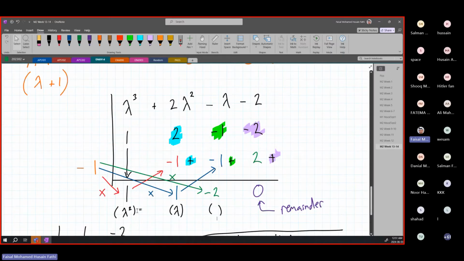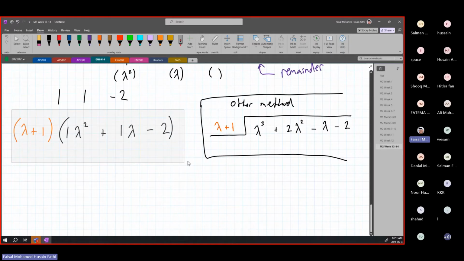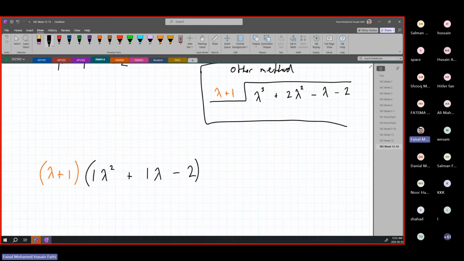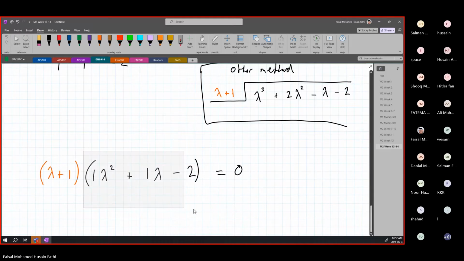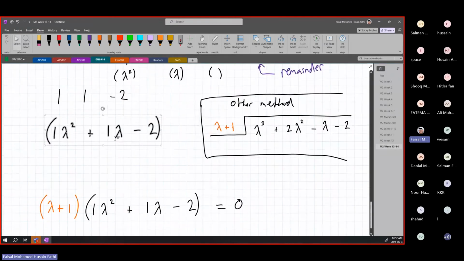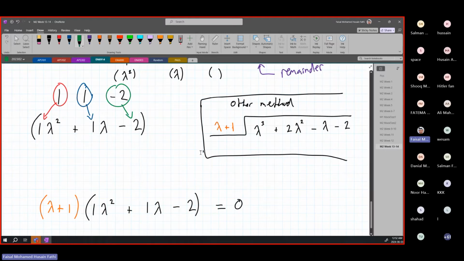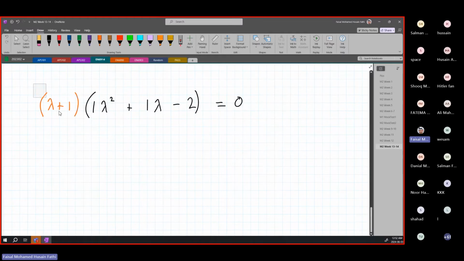All right? What is the point of doing all of this? So we know now that this equation is equal to 0. So again, I'm just going to keep this up here so you guys know where you got these. Again, this 1 is here, this 1 is here, and this minus 2 is here. All right? We know that lambda plus 1 is equal to 0. So this is our first factor.